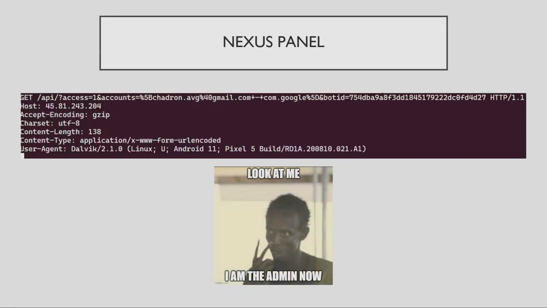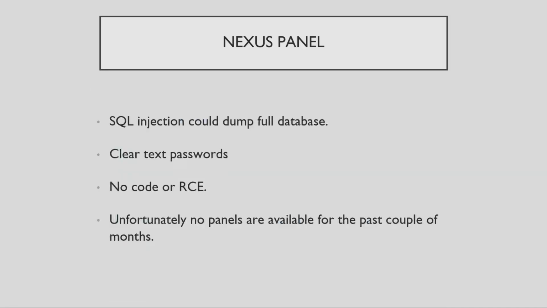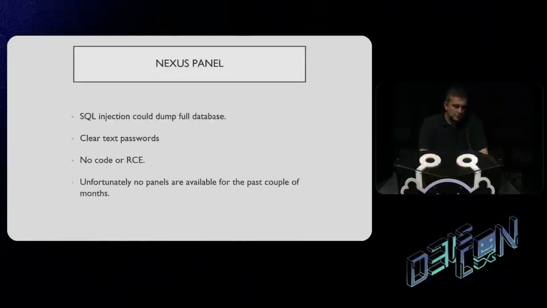Easy. They have an SQL injection on how they submitted the files, so it means I'm the admin. They have a really sophisticated panel. You could see all the info of all the users. The SQL injection could dump the full database. They had clear text passwords. Unfortunately, as I said, while I was researching, they went off. So I wasn't able to get any code or RCE. And unfortunately, there is no panels available. So I have to say that I didn't manage all goals, unfortunately.